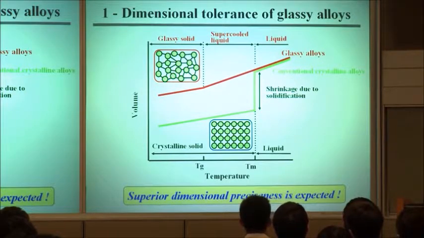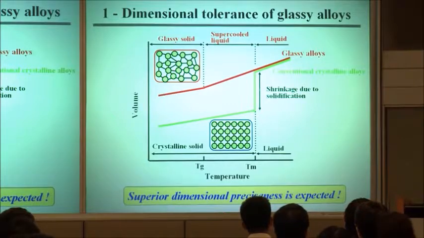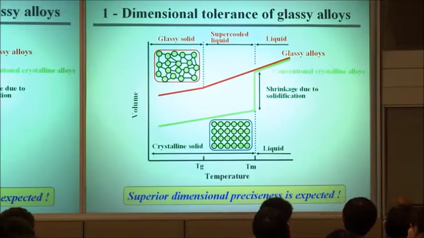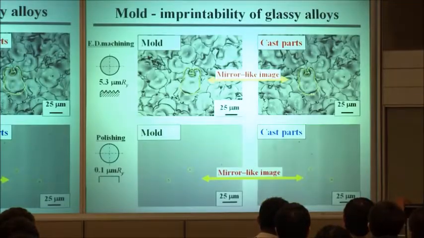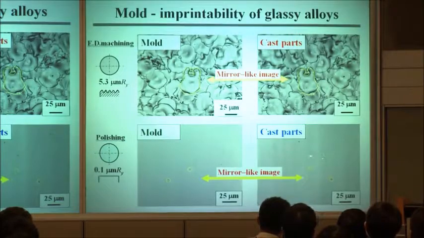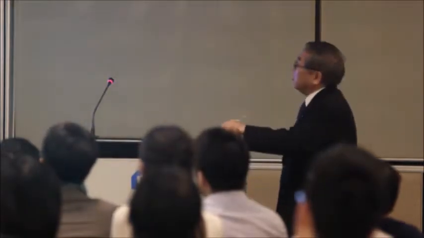The supercooled liquid of the glassy alloy shows a continuous decrease in specific volume with decreasing temperature, in good contrast to the significant shrinkage due to solidification for conventional crystalline alloys. Therefore, when we apply a suitable load to the supercooled liquid of glassy alloys, we can obtain mirror-like images between the copper mold surface and the glassy alloy surface on the nanometer scale, indicating the very good imprintability of BMGs.